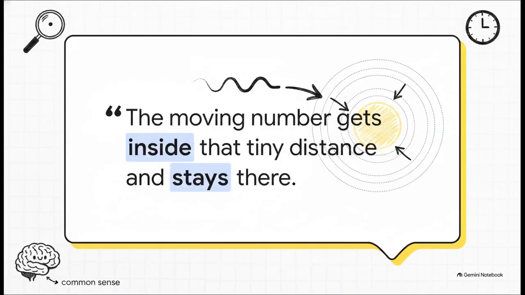But hey, we can translate that exact same terrifying definition into a simple, everyday child version. All it actually means is this. Pick any tiny distance you want. The moving number eventually gets inside that tiny distance from its destination and stays there. That's the whole shebang. Math really doesn't have to be a nightmare of jargon. We literally just conquered the formal definition of a limit using nothing but common sense.